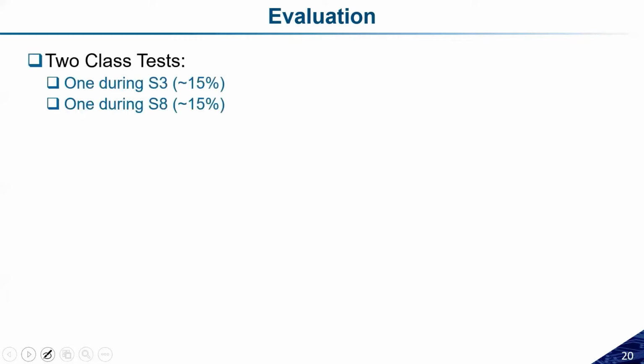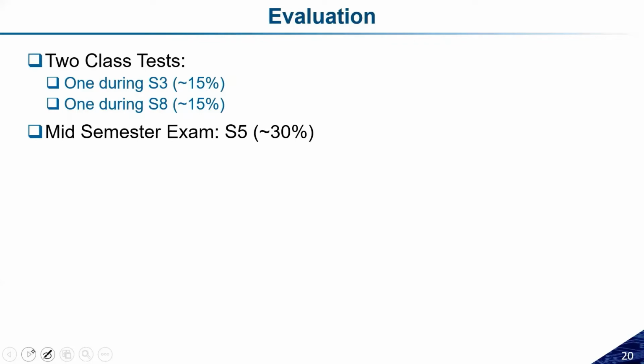So we will have two class tests. One class test will be in week 3, and its weightage will be approximately 15%. The second class test will be during week 8, and the weightage will be around 15%. We will have one mid-semester exam in week 5, and the weightage will be around 30%.